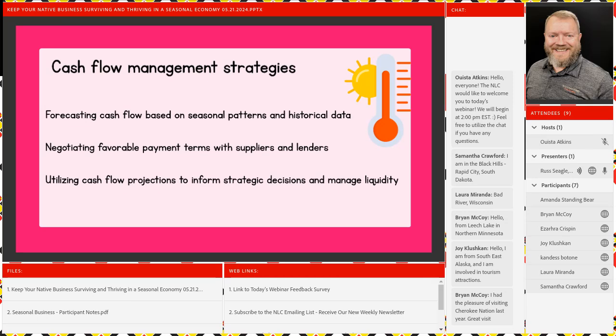And then last on this list here, utilizing cash flow projections to inform strategic decisions and manage liquidity. I've talked about flexible budgeting, but I want to talk now about something called dynamic budgeting, where we're going to use our cash flow projections to help us make decisions on staffing, adjusting marketing expenses, inventory purchases, how much cash are we going to have on hand. You're probably familiar with dynamic pricing. If you've taken an Uber ride or a Lyft, even if you've flown on an airplane lately, they use dynamic pricing.